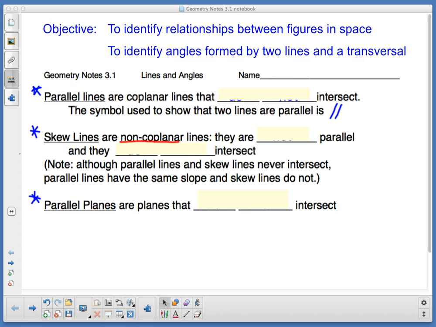A transversal is a line that crosses two or more lines, actually, and it creates angles when we do this. We have angles that we can actually name. We can talk about alternate interiors, same side interior.